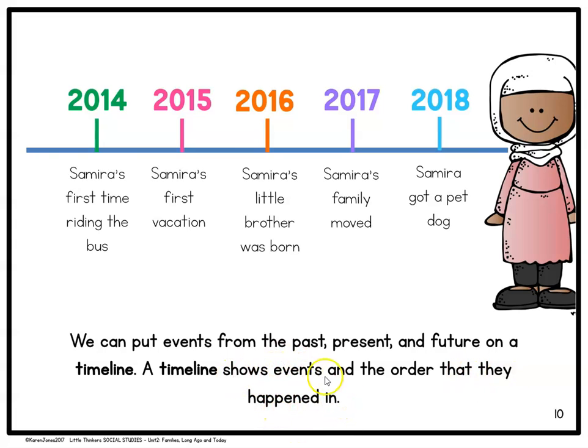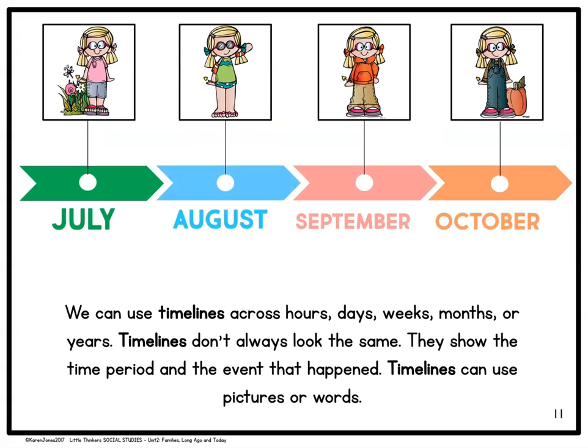Okay, so events are anything that's happening, right? So this is the first time riding the bus. That's something that happened to her. Her first vacation. Her little brother was born. Their family moved and they got a pet dog. Okay, and just like this, it's showing you different, what? What are these different ones of? It says July, August, September, October, right? So it's showing you different months.